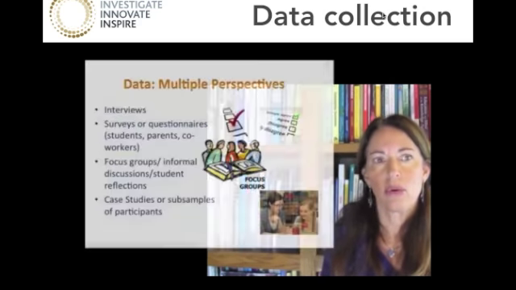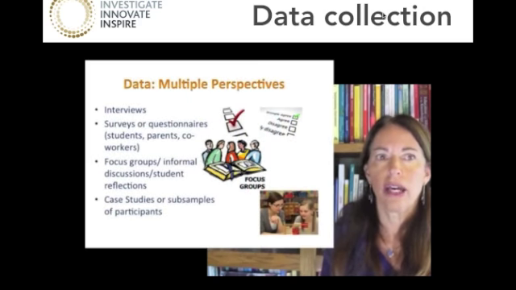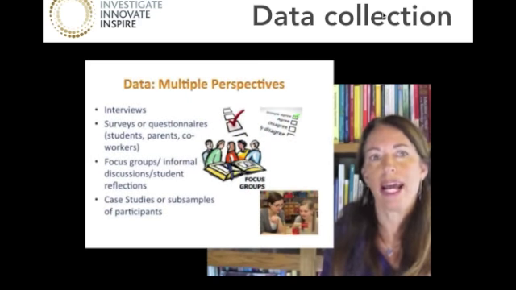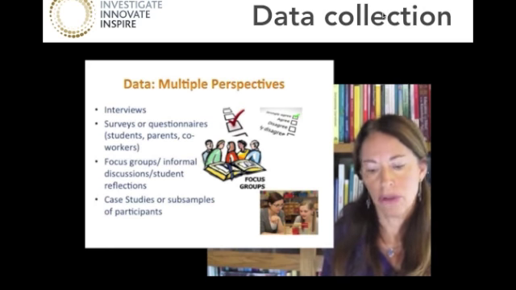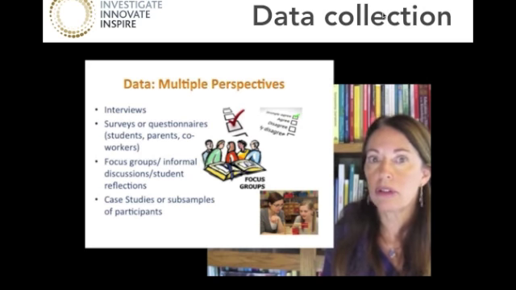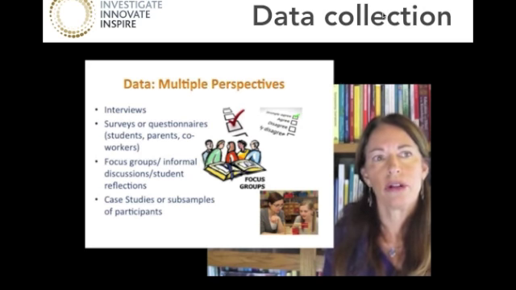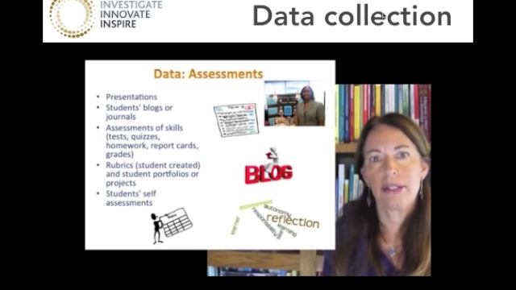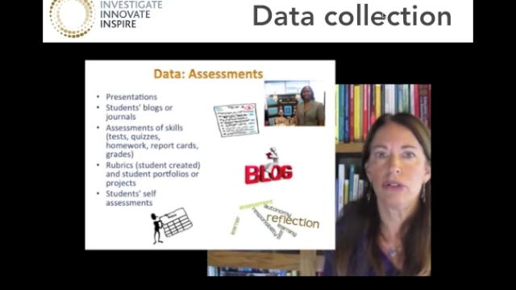You can collect what people think, say, or feel about what happened by using interviews or questionnaires or surveys. Focus groups can be effective. Those are all different ways of getting at people's perspective in the setting, and those are commonly used in action research. You can also use data that records what people do.